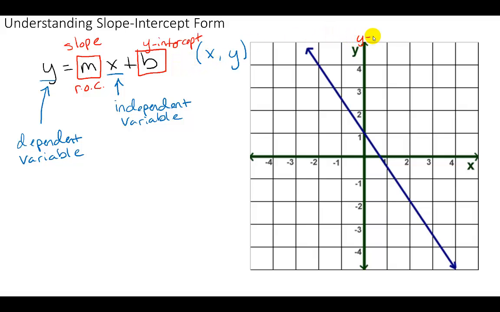So we have the y-axis, in this case in green, and we see our blue line intersects at 1. So this is the y-intercept. This is the point 0, 1. So our y-intercept is 1. It's the y value when x is 0. X is 0 on the y-axis.